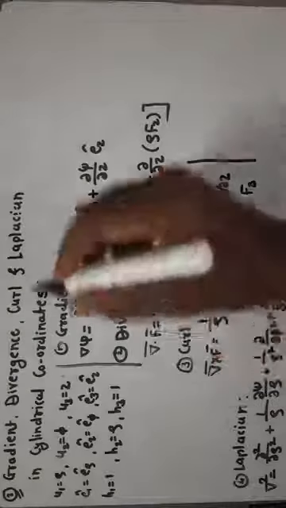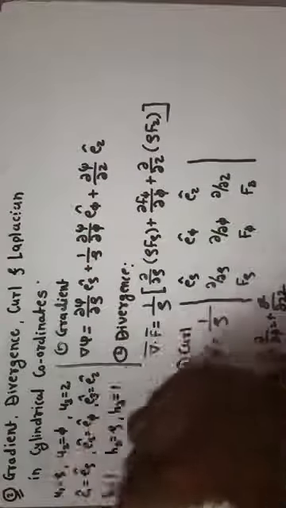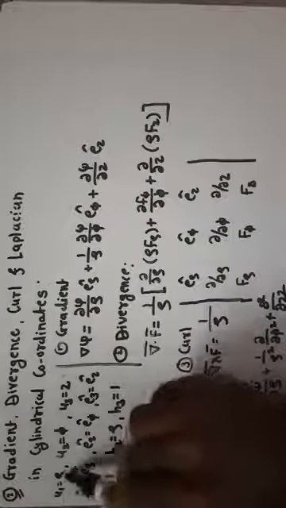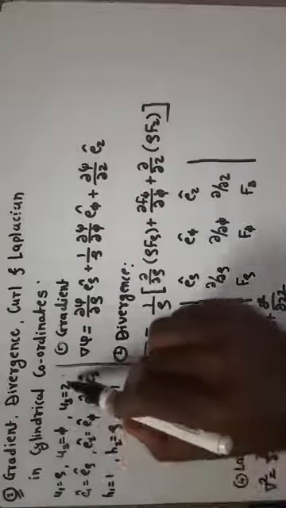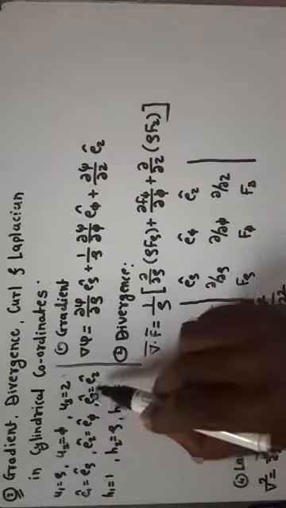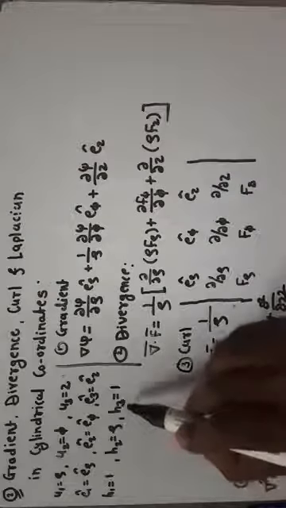That means today's lecture we will discuss the gradient, divergence, curl and Laplacian in cylindrical coordinates. These are the special coordinates in cylindrical form: u1 is equal to rho, u2 is equal to phi, u3 is equal to z, e1 cap is equal to e rho cap, e2 cap is equal to e phi cap, e3 cap is equal to e z cap, h1 is equal to 1, h2 is equal to rho, h3 is equal to 1.